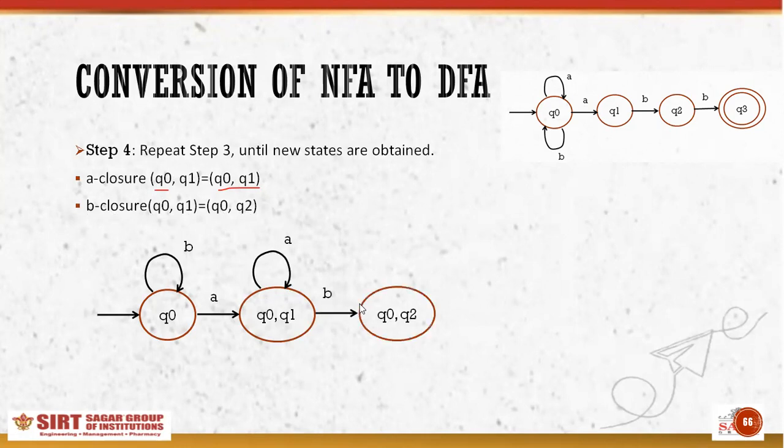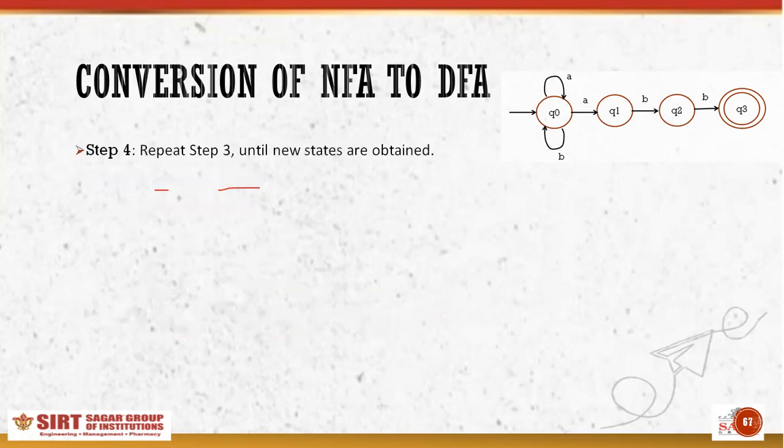So I'll make a new state Q0, Q2 and make B transition for it, right? Now, I've got a new state Q0, Q2. So I'll repeat the same step for this Q0, Q2 state also. So I will find A closure of Q0, Q2 and B closure of Q0, Q2.